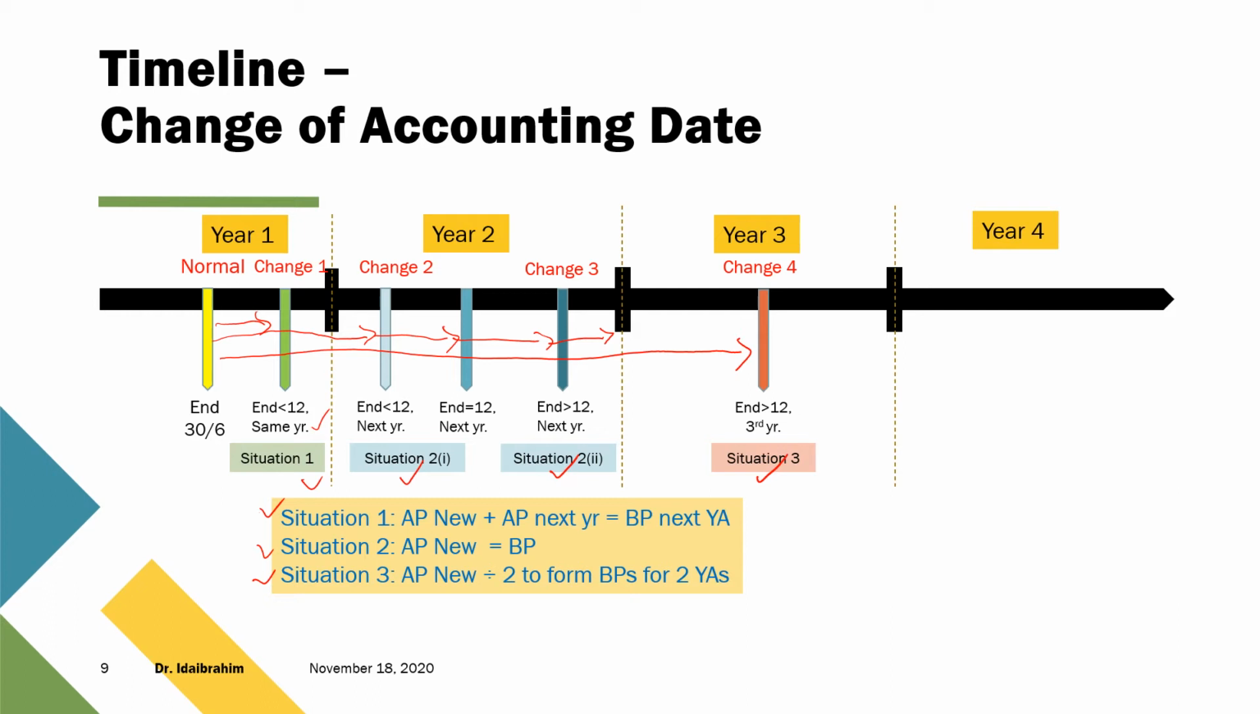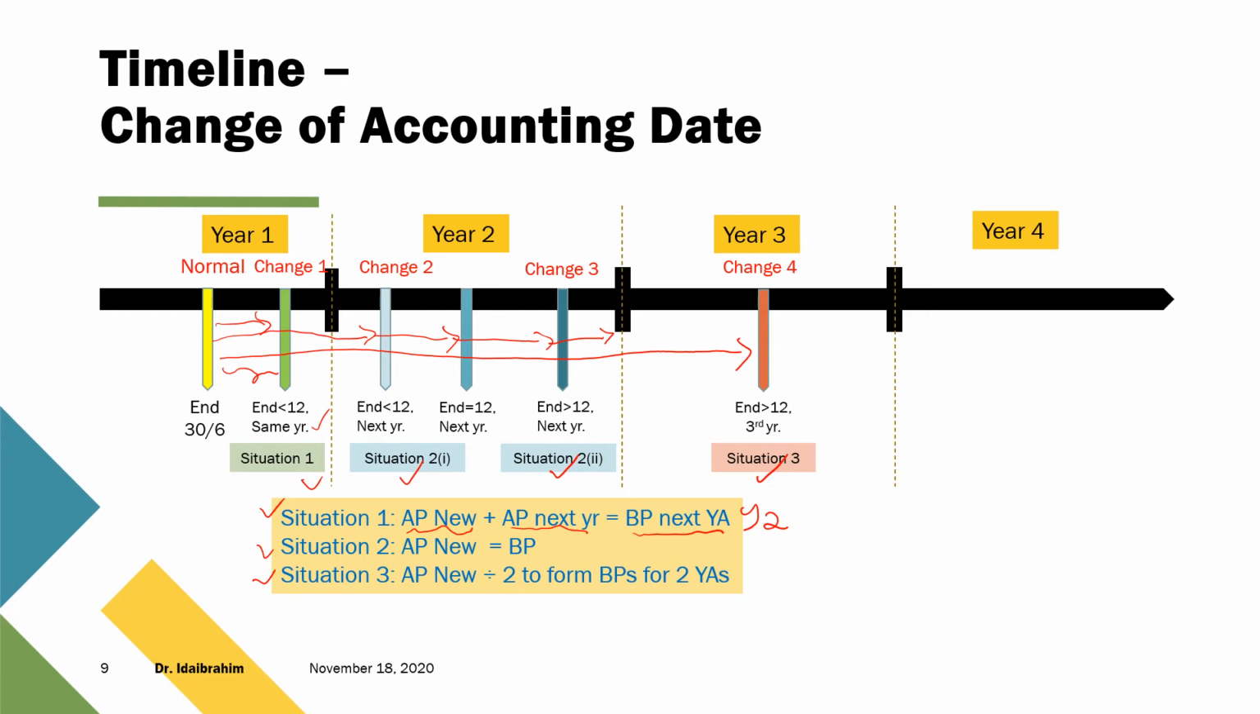we cannot have two basis period in 1 year. Therefore, this short period, we will add to next accounting period. Okay. What we do is AP new, the short period, plus the accounting period next year to become the basis period in the next year, which means that year 2. Okay. The new period will be added to next accounting period to become basis period for year 2.